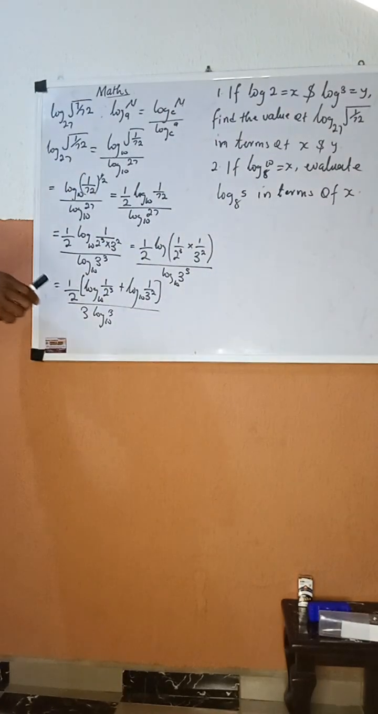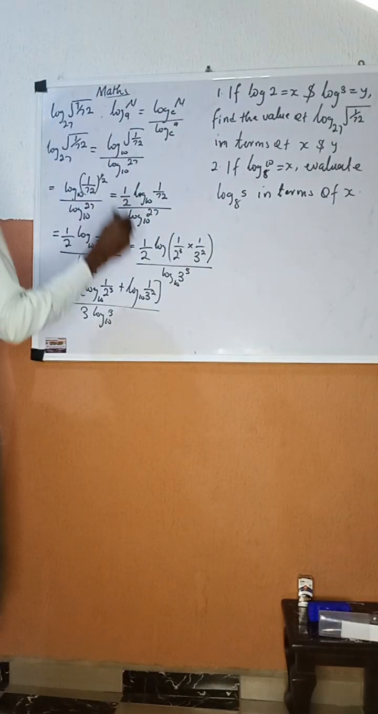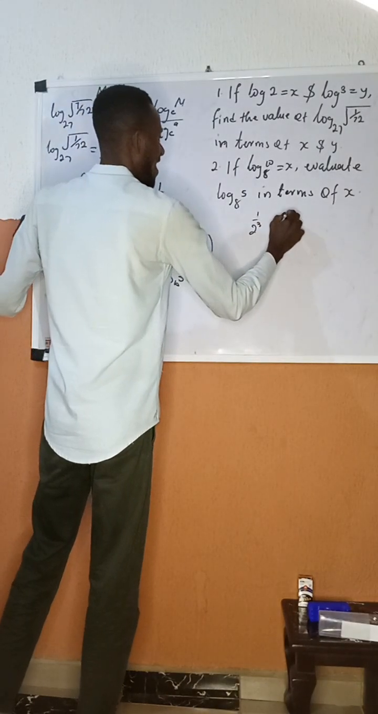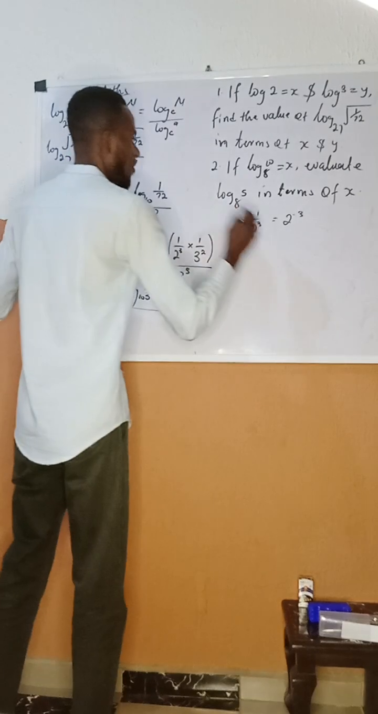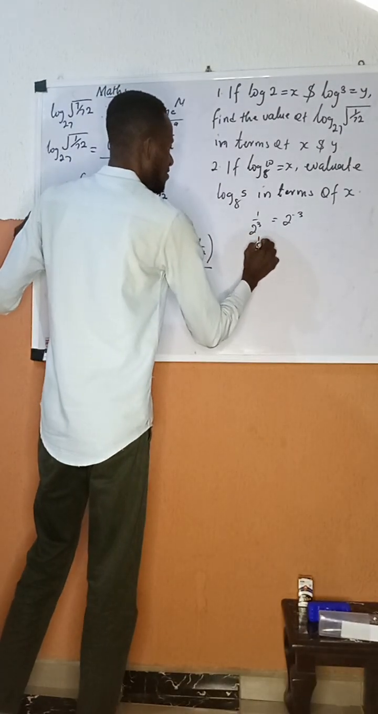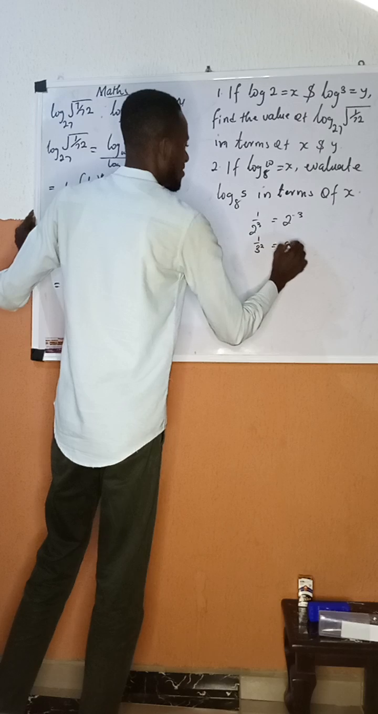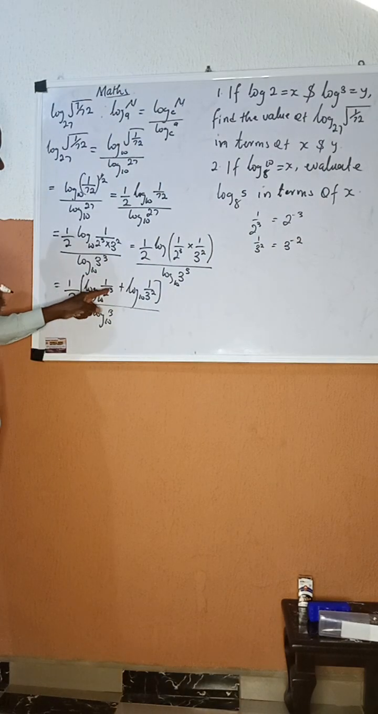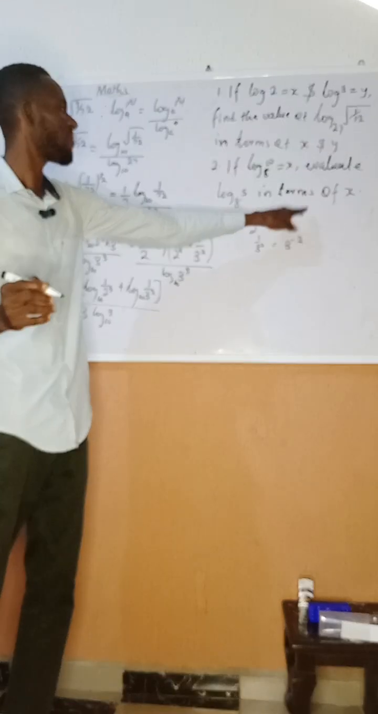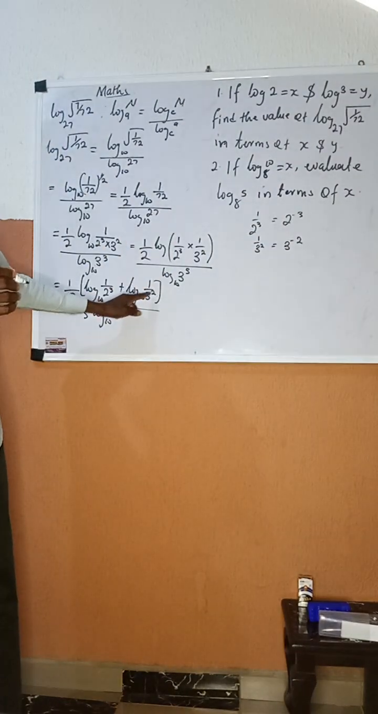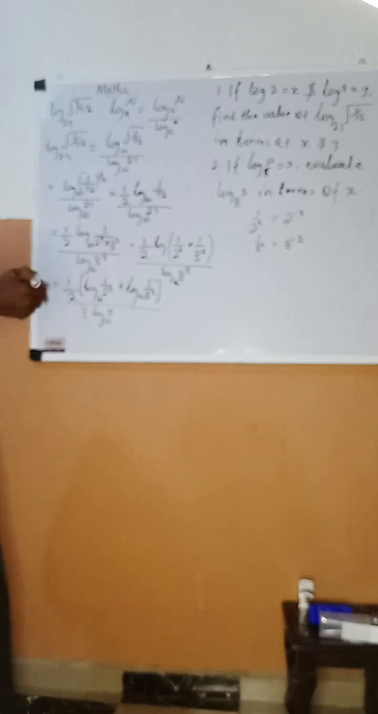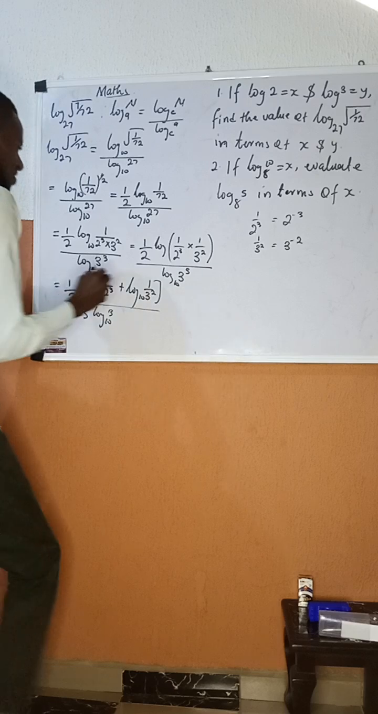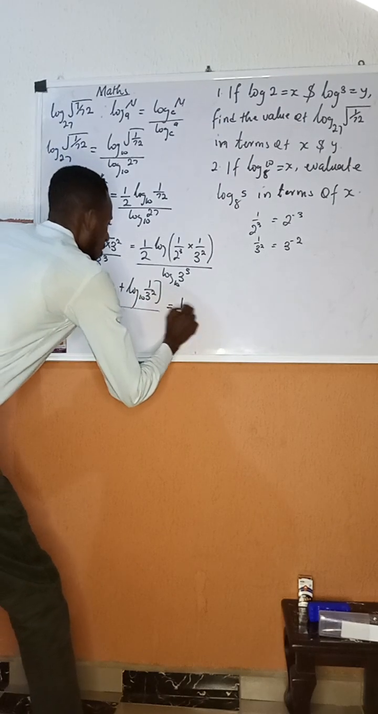By progressing further, of course, you know that whenever you have something like 1 over 2 raised to power 3, this thing can be written as 2 raised to power minus 3. And wherever you have 1 over 3 raised to power 2, it can equally be written as 3 raised to power minus 2. So in place of 1 over 2 raised to power 3, I am going to use 2 raised to power minus 3, and in place of 1 over 3 raised to power 2, I am going to use 3 raised to power minus 2.